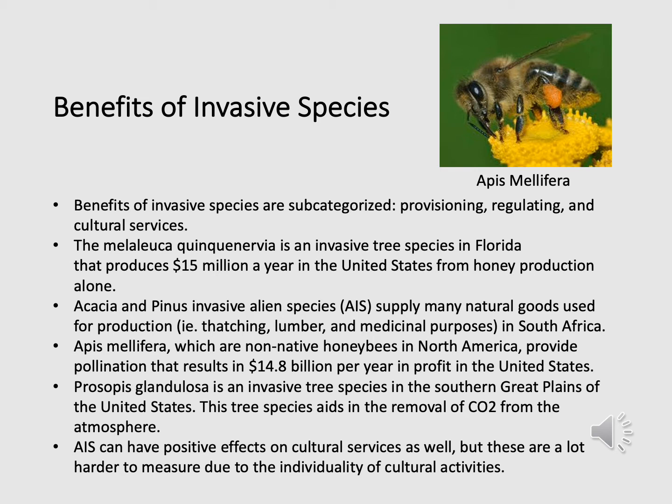Prosopis glandulosa is an invasive tree species in the southern Great Plains of the U.S., and this tree species aids in the removal of CO2 from the atmosphere, which can help decrease the effects of climate change. Alien invasive species can also have positive effects on cultural services, but these are a lot harder to measure because there is a lot of individualism in the cultural activities that they would have an effect on.